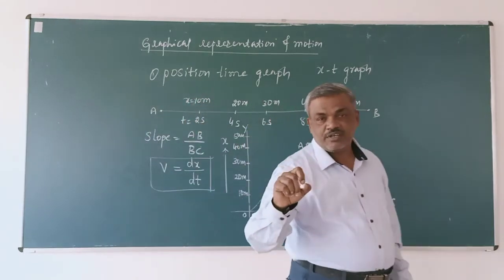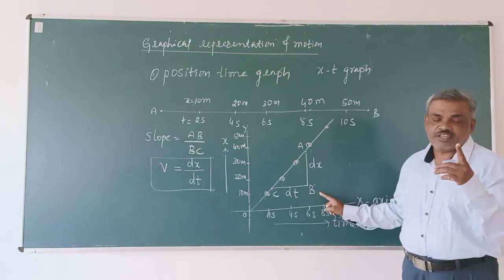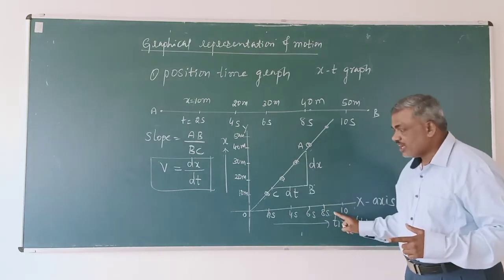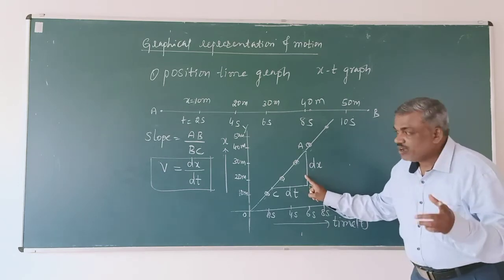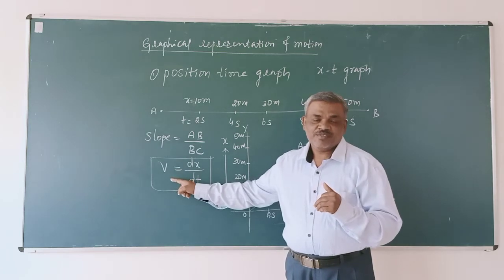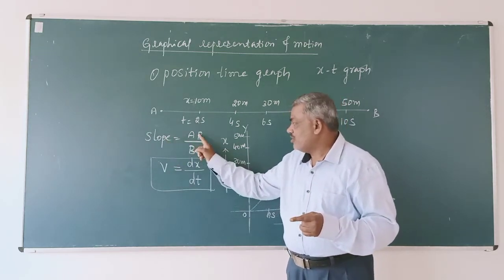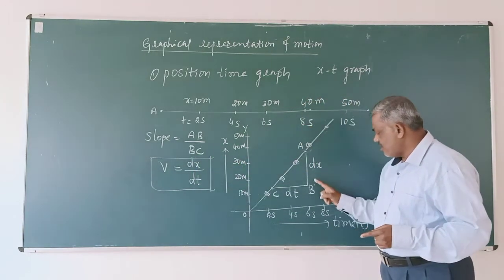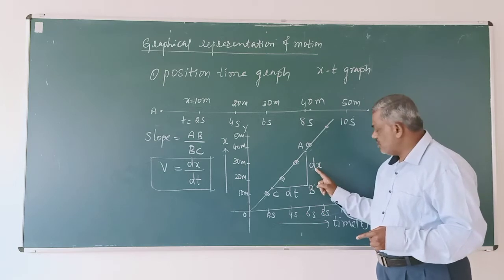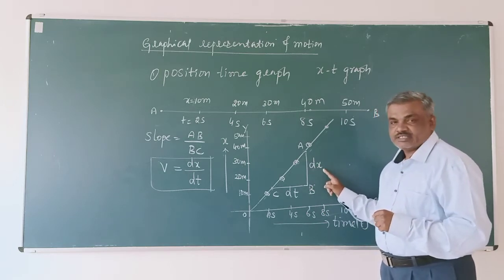What does the slope of the x-t graph represent? This is a one mark question. What does the slope of the position time graph represent? The slope of the graph gives what? The velocity of the body. So you get velocity from this formula. Slope equals AB by BC. AB is the change in position of a body, which we represent by the symbol dx.